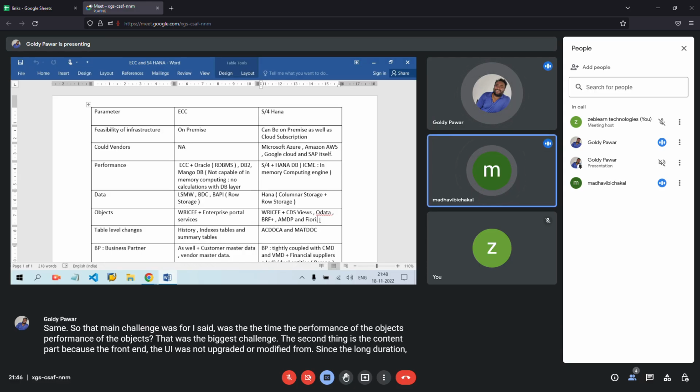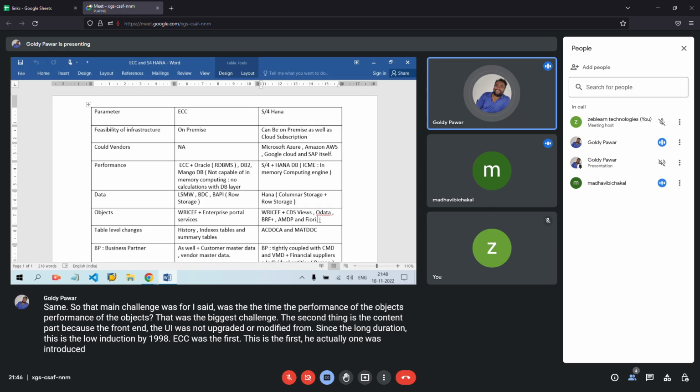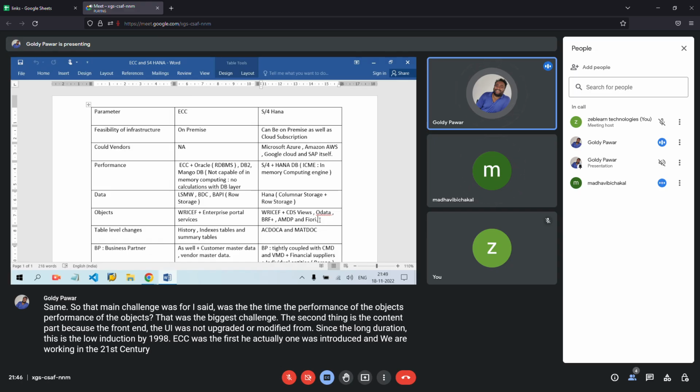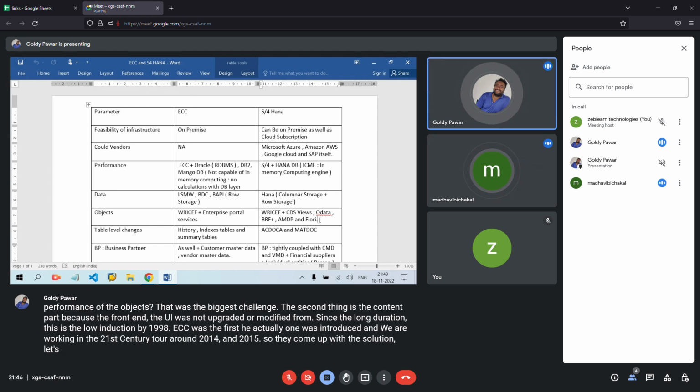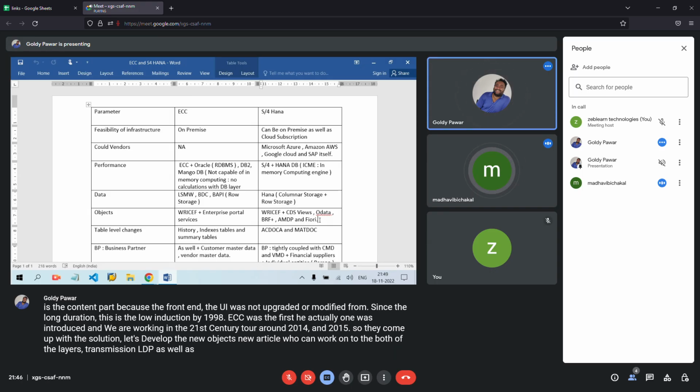Since the long duration, ECC was first introduced in 1998, and we are working in the 21st century, around 2014 and 2015. So they came up with a solution: let's develop new objects, a new artifact that can work on both layers, transaction OLTP as well as OLAP. So they came up with the solution of Core Data Services.